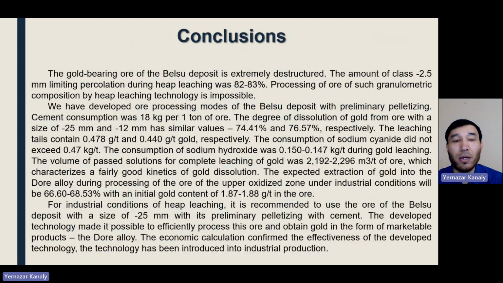Conclusions. For industrial conditions of heap leaching, it is recommended to use the ore of the Belsu deposit with a size of minus 25 millimeter with preliminary pelletizing with cement. The developed technology made it possible to efficiently process this ore and obtain gold in the form of marketable products, the doré alloy. Economic calculation confirmed the effectiveness of the developed technology. The technology has been introduced into industrial production.